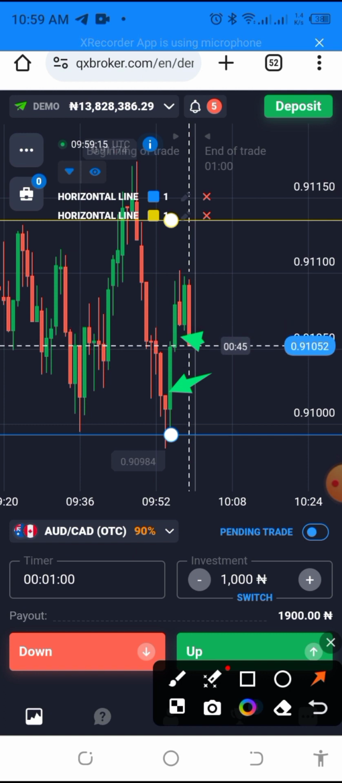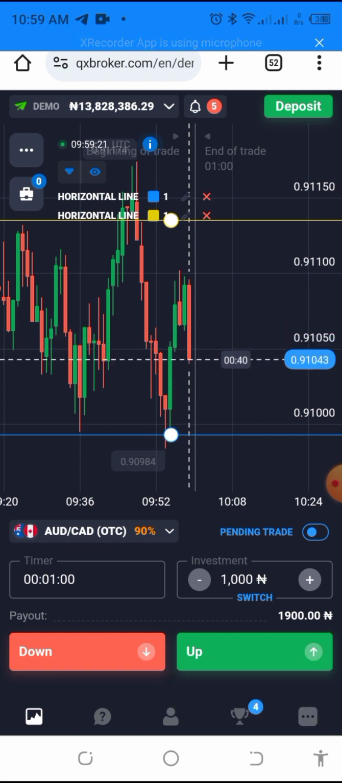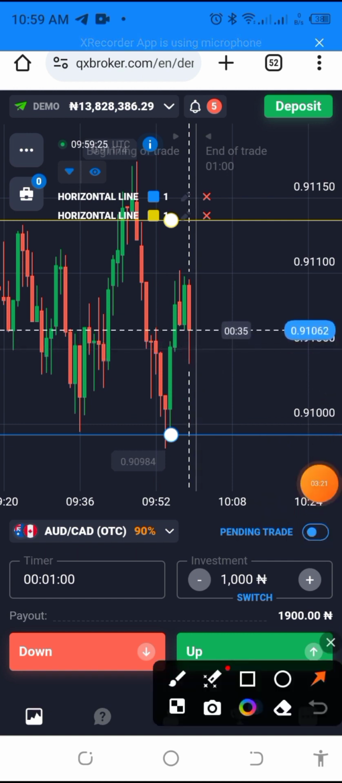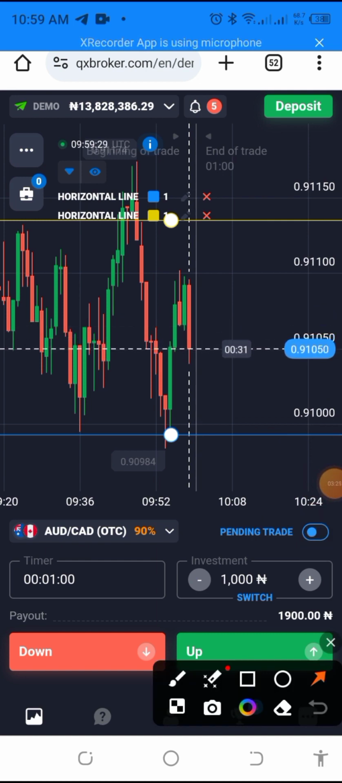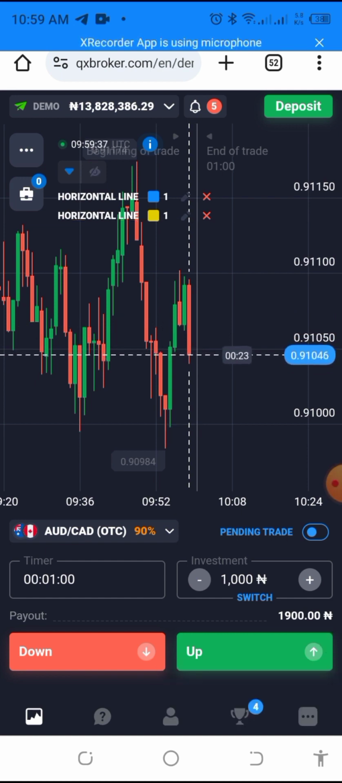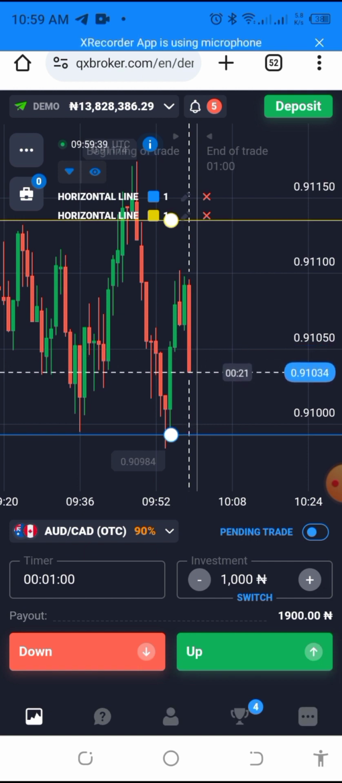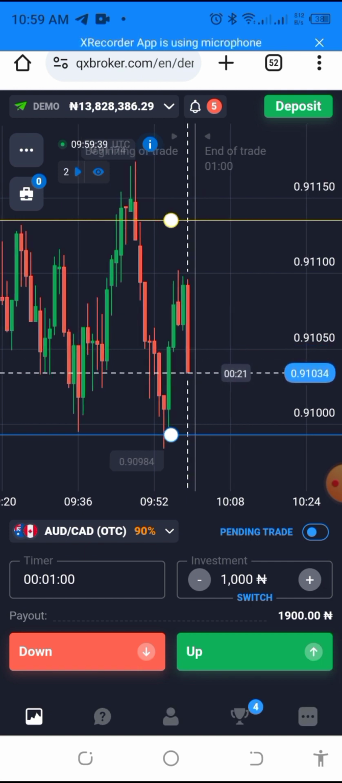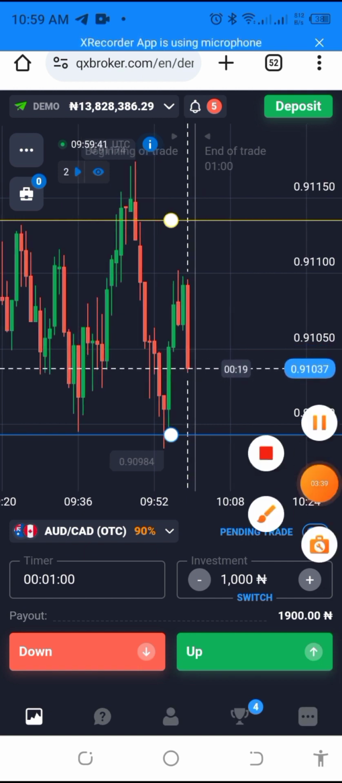Most times it worked this way. And also look at the reverse here. Let me try to hide this. How did I hide that? Okay, something like this. I need it like this.